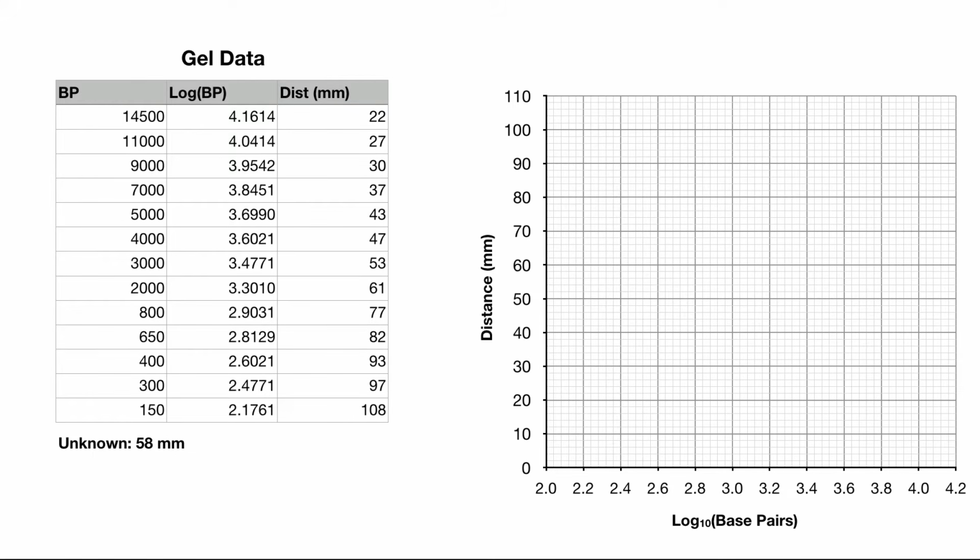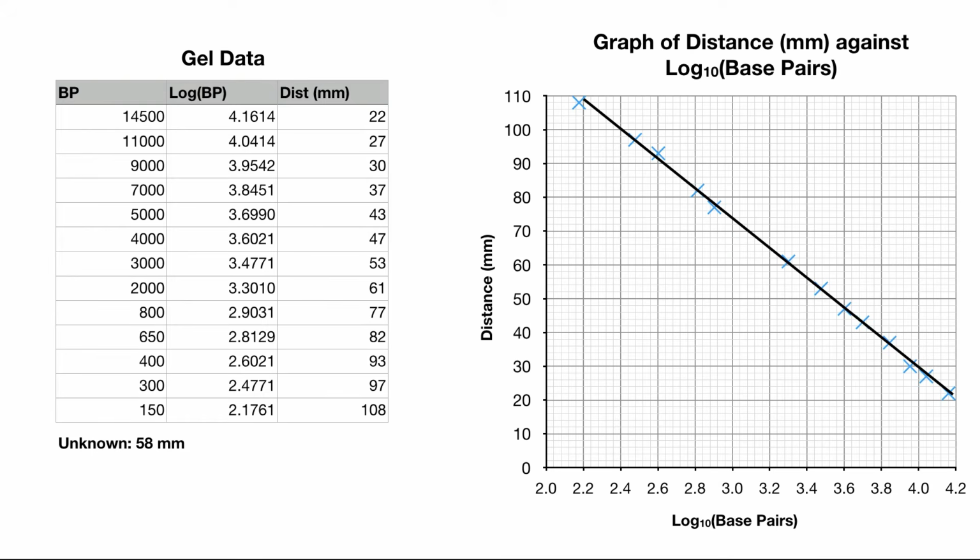It's critical also that you label the axes, so I've got my log 10 base pairs along the bottom and the distance up the side. As I said, you always put the thing you know along the bottom of the graph. Next we plot the points, and then we add a line of best fit so that the points are equally balanced on either side of that line. Finally, we give the graph a title: Graph of Distance Against Log 10 Base Pairs. For the title, you always put the thing that you're measuring first, followed by the thing that you know, which in this case is the log 10 base pairs.